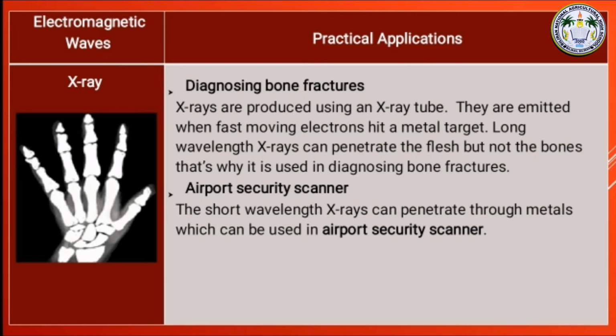Another type of electromagnetic waves that we will be discussing are X-rays. Its practical applications are diagnosing bone fractures. X-rays are produced using an X-ray tube. They are emitted when fast-moving electrons hit a metal target. Long-wavelength X-rays can penetrate the flesh but not the bones. That's why they are used in diagnosing bone fractures.